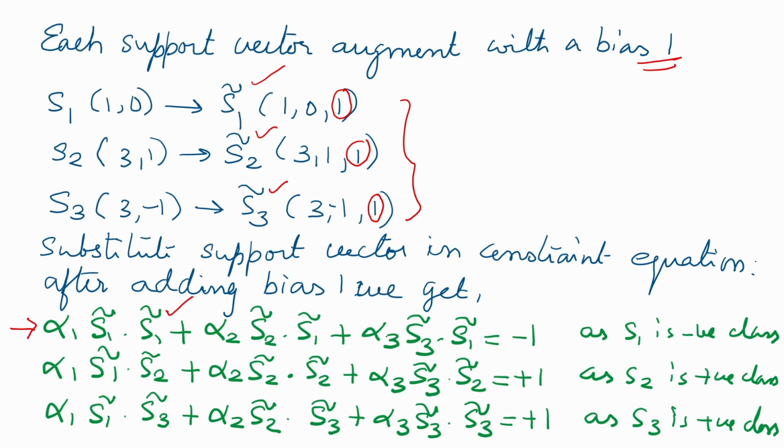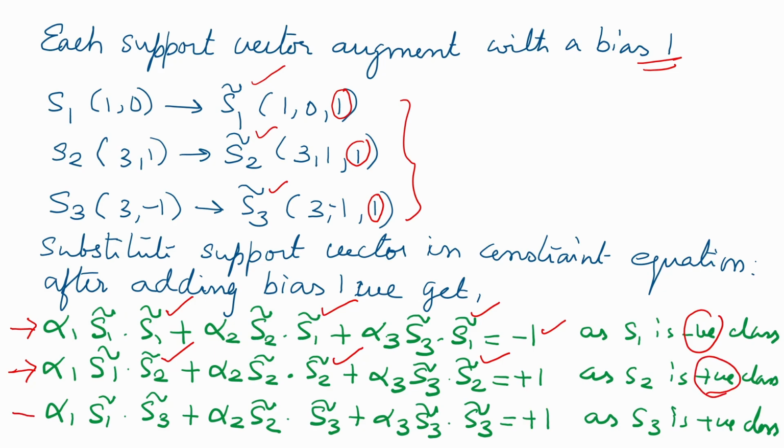You can see that S1 is common here in this particular equation. S1 is a negative class, so we have to put it as minus 1 here, is equal to minus 1. The second equation is alpha 1 S1 tilde dot S2 tilde plus alpha 2 S2 tilde dot S2 tilde plus alpha 3 S3 tilde dot S2 tilde, that is equal to plus 1, because you can see here S2 is common in this equation. S2 belongs to a positive class, so you are putting it as plus 1.